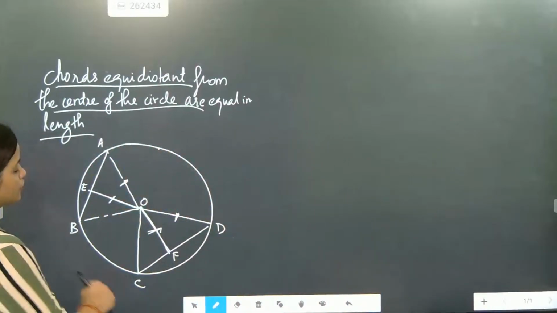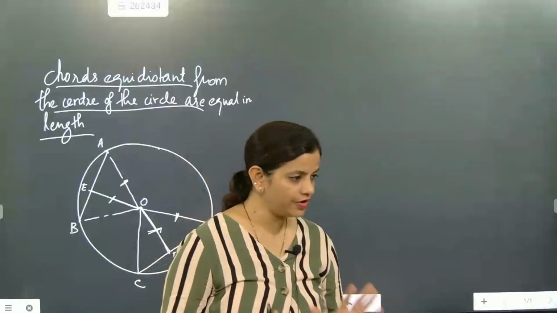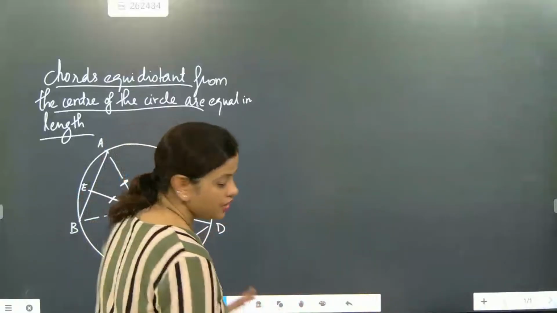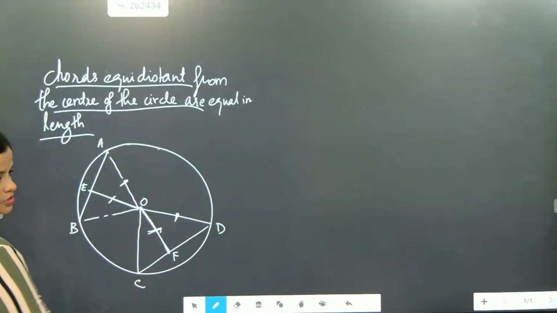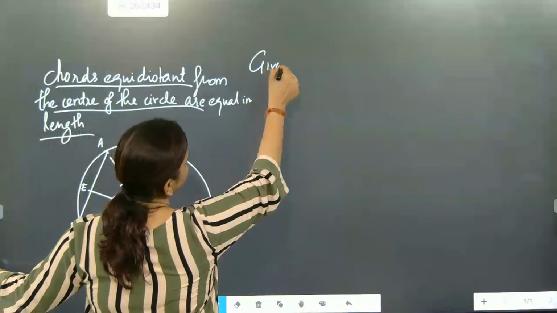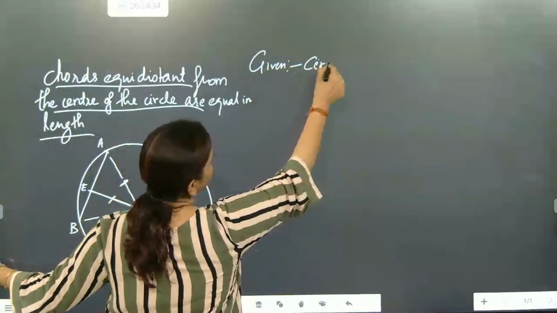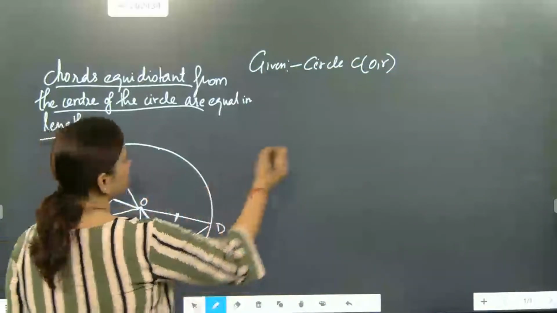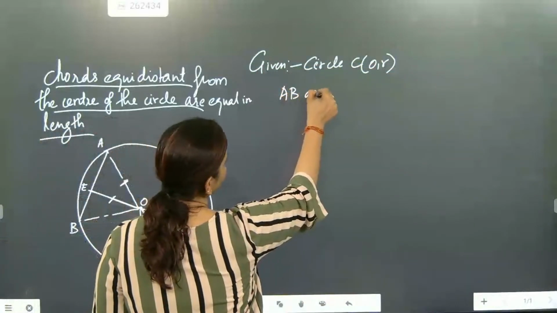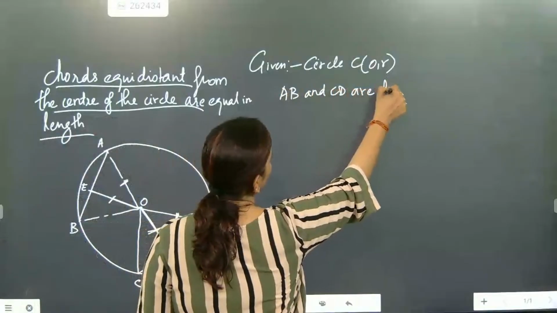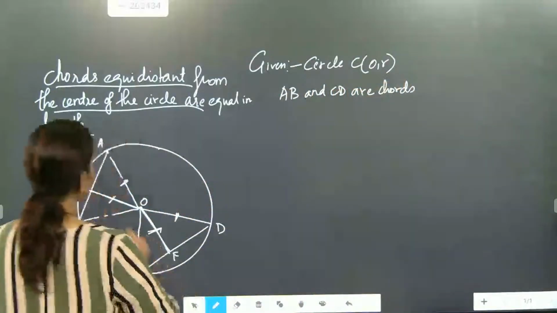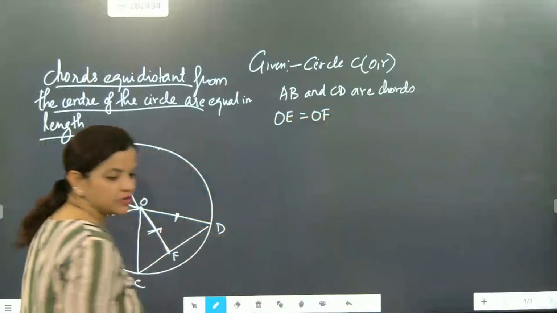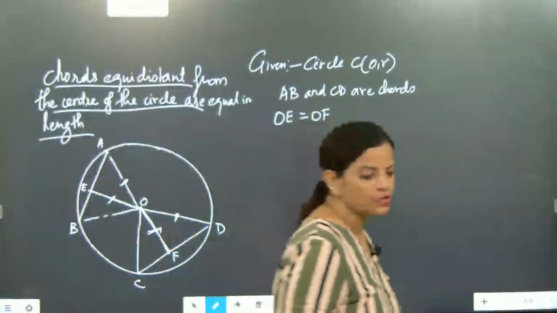Now look here, I'm going to prove this one. With a perfect angle, I'm going to prove it. Okay. Now first what we are going to do is write this part. Understand this one very clearly. AB and CD are chords. So in the circle, what is given we will write first. In given we will write: circle C with center O and radius R. What is given, beta? AB and CD are chords. After that, what they said: OE is equal to OF. This is given.